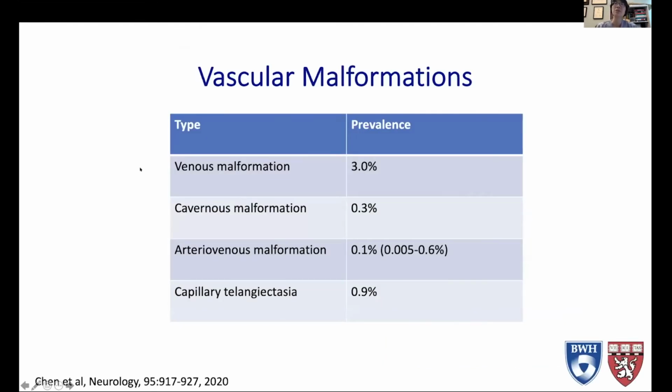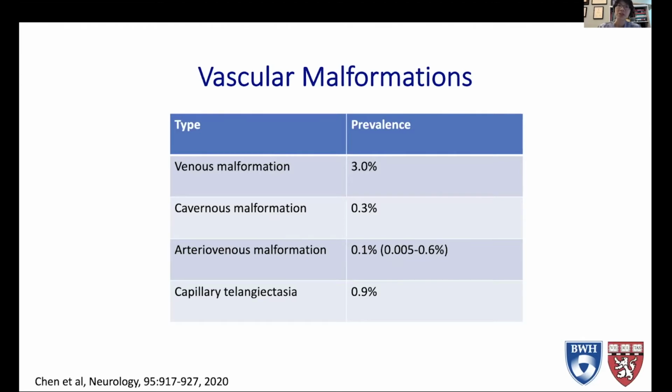Now, AVMs are one of the 4 major types of vascular malformations that are found in the brain. The most common type of vascular malformation would be a venous malformation. So these are things such as developmental venous anomalies, for example. And that prevalence there is about 3% of the population, to less common things like cavernous malformations, capillary telangiectasias.